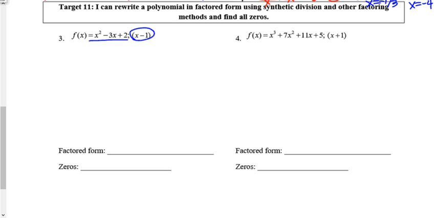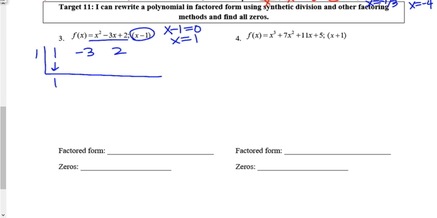So let's see. 1. The reason I'm doing that is because I set x minus 1 equal to 0, and then I actually get x equals 1 when I solve. So I do 1, negative 3, 2.